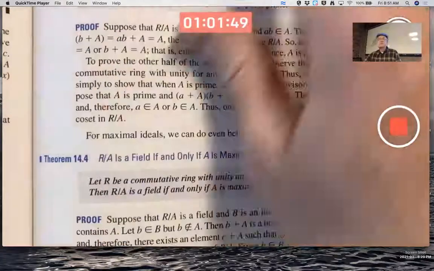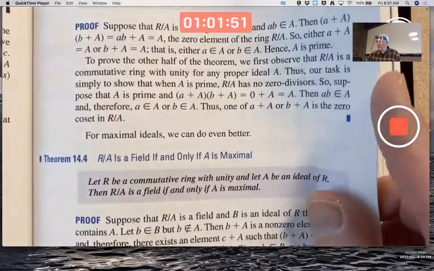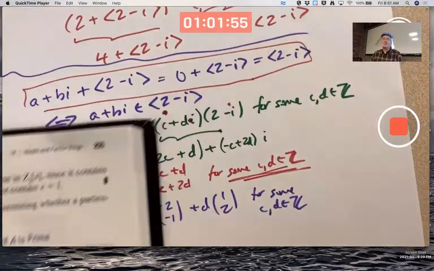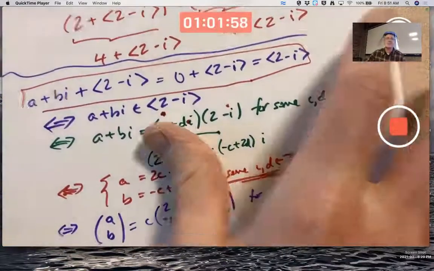The rest of the chapter is still plenty hard, but it's plenty important. Make sure you really study prime ideals and maximal ideals and think about examples, and then get into chapters 15 and 16 as well. Have a good day.